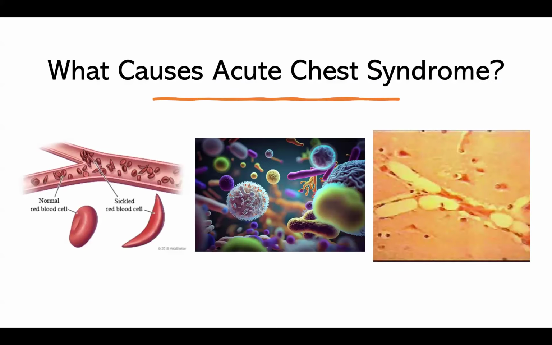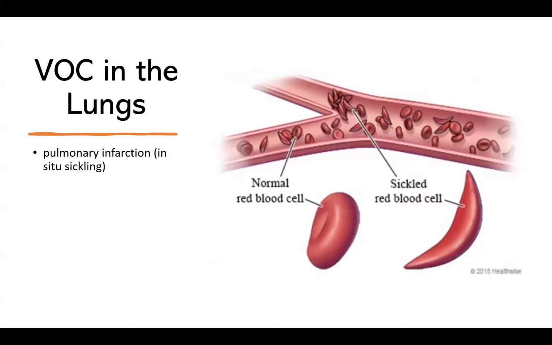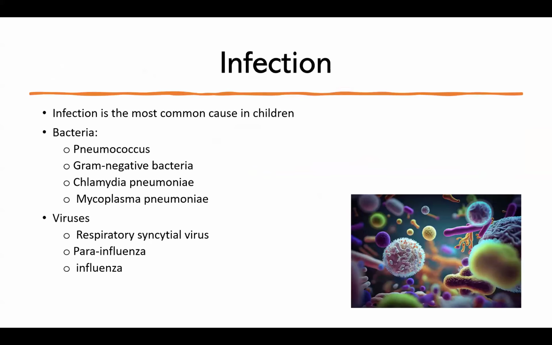So what causes acute chest? So one of the reasons could be plain old sickling in the lungs, so pulmonary infarction. The second could be infection. So this is the most common reason we see our patients admitted for acute chest syndrome. So whether that's bacterial versus viral. So always having that blood culture done, right? And then thinking of maybe even doing an NP pharyngeal swab just to kind of rule out any other viruses.